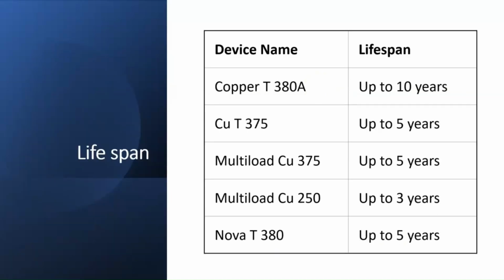The different copper Ts have different lifespans and they are usually asked in your MCQ. So the copper 380A lasts up to 10 years and the copper 375 lasts up to 5 years. Multi-load copper 375 also lasts up to 5 years. Multi-load copper 250 needs to be replaced in 3 years and Nova T380 needs to be replaced after every 5 years.